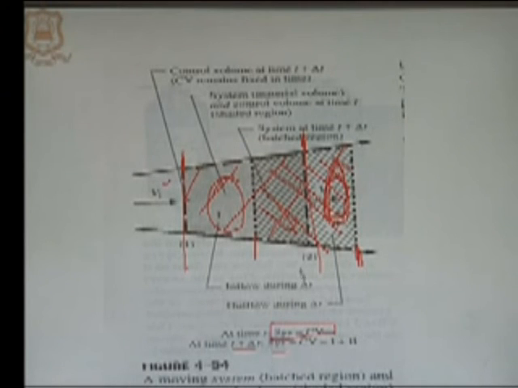right, because basically at time t the system and control volume both were the same. At time t plus delta t, this is the system, right, and this one is the control volume between 1 and 2. So, out of the control volume if we subtract 1, then this much is left, and plus this 2. In this way we can relate system property to the control volume property.